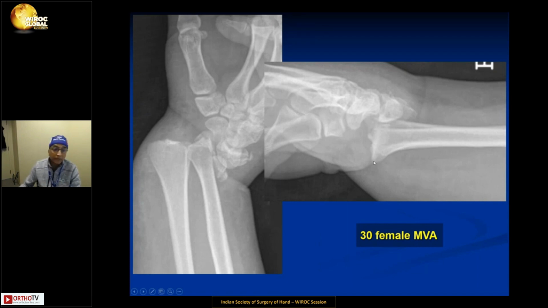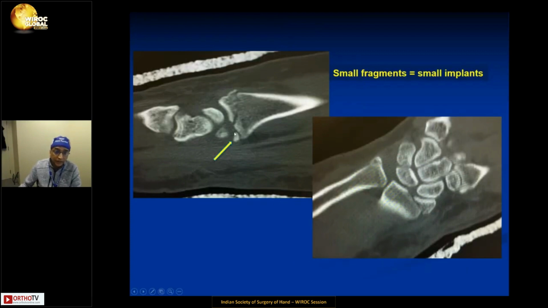How do you know that? Because I got a CT. You can see the fragments are really small. Now here's my mantra. Small fragments means small implants. You cannot use long implants or large implants for these small fragments. You cannot go monoblock plate. You have to go fragment specific. You have to understand fragment geometry based on your columnar theory.